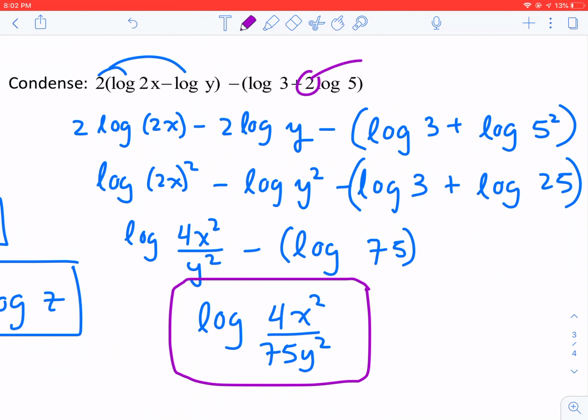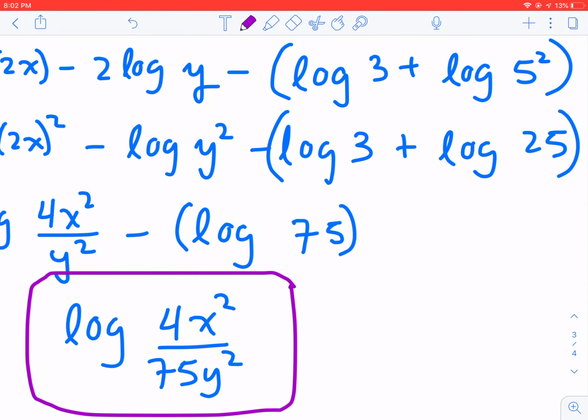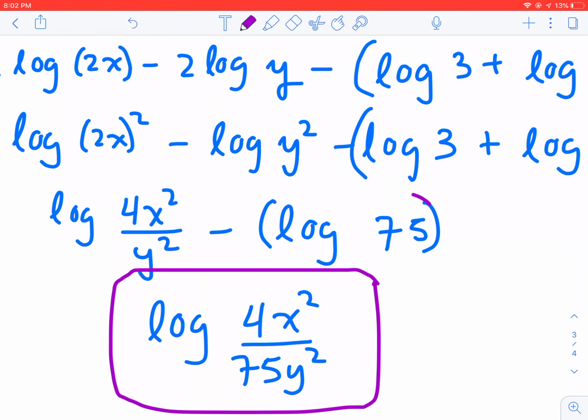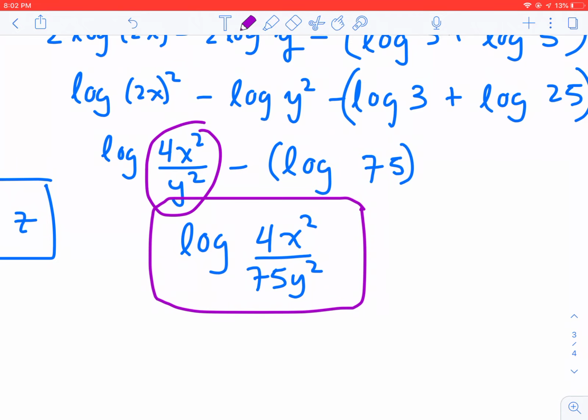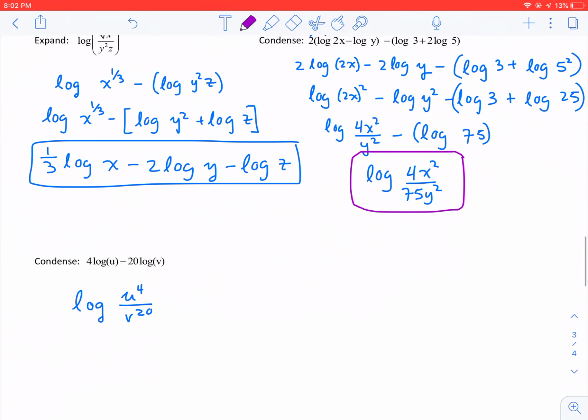So first move that 2 as an exponent. So that's log of 5 squared, which is log of 25. And then it's log of 3 plus log of 25, which is log of 3 times 25, or log of 75. And then, just like before, we have a fraction minus this log. So we're going to do this fraction divided by 75. We're going to divide the arguments. And so you can just stick that 75 in the denominator to get that result. And I don't know why this is here. That's just a really easy one.